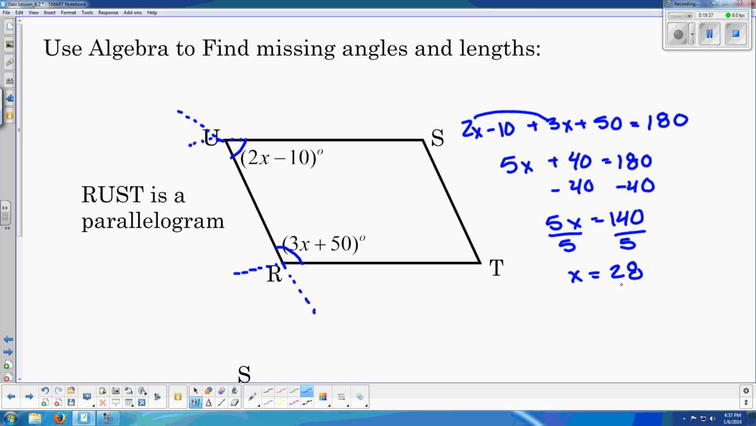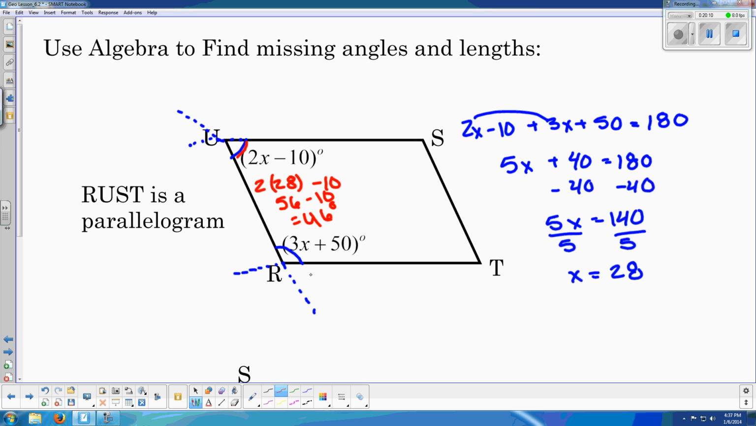Now, if x is equal to 28, then that means I can figure out what these values are. So I have 2 times x, which we know is 28, minus 10 for this one. So 2 times 28 is 56. So then we have 56 minus 10, which equals 46 degrees. So I know that this angle here is 46 degrees.